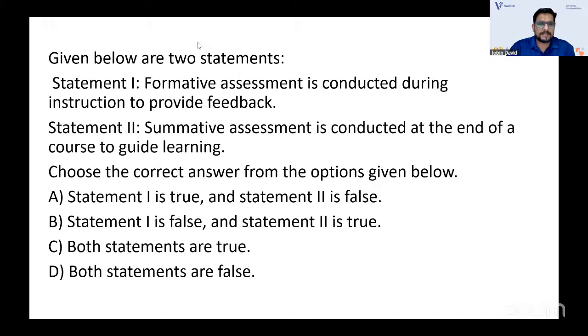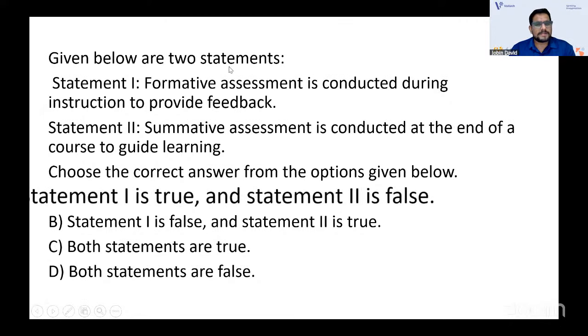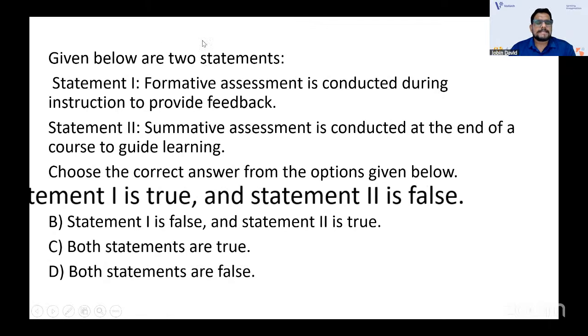Formative assessment is conducted during instruction to provide feedback. Summative assessment is conducted at the end of a course to guide learning. So you think that both statements are true? Okay, that's why I told you read in between the statements. One is true, but two is false. Is summative assessment conducted at the end? Yeah, definitely it is conducted at the end of a course, and it is not to guide learning.